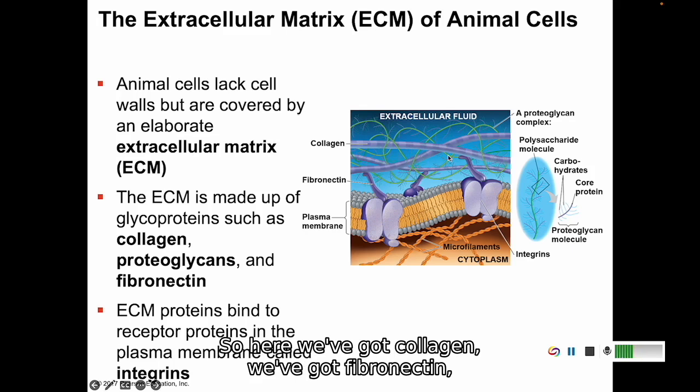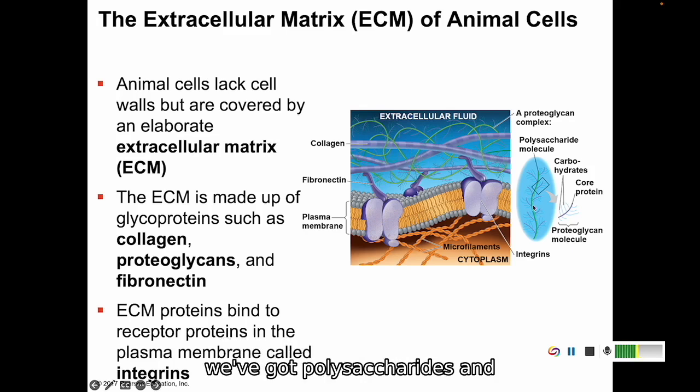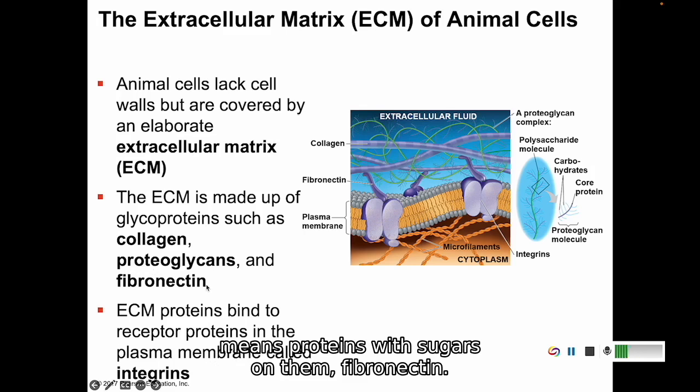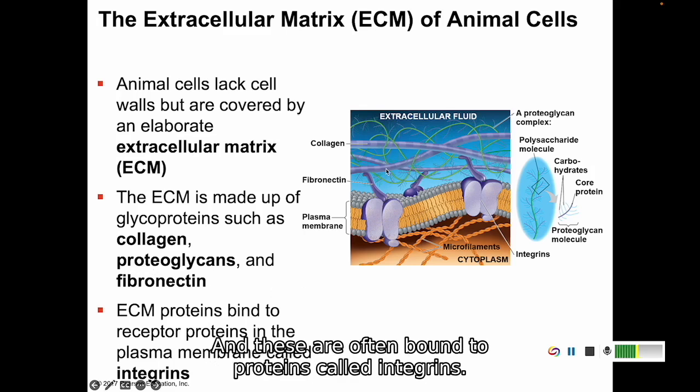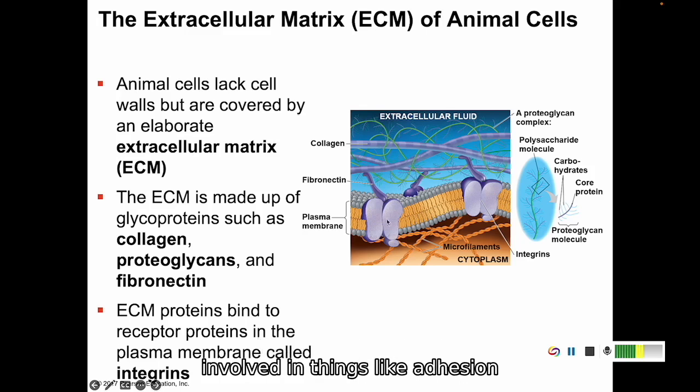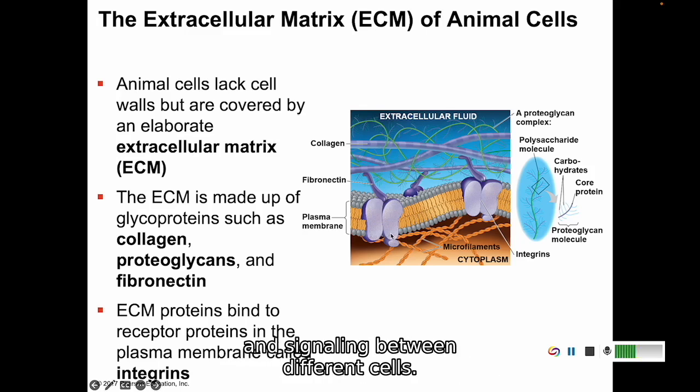So here we've got collagen, we've got fibronectin, we've got polysaccharides and carbohydrates all around here. So collagen, proteoglycans, which means proteins with sugars on them, and fibronectin. And these are often bound to proteins called integrins. Integrins are proteins that go all the way through the plasma membrane of a cell and are involved in things like adhesion and signaling between different cells.